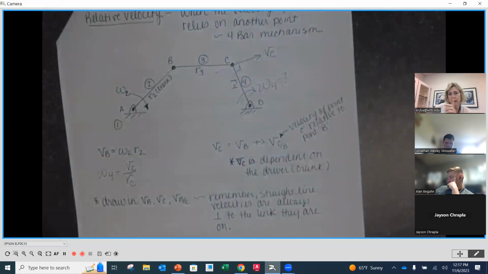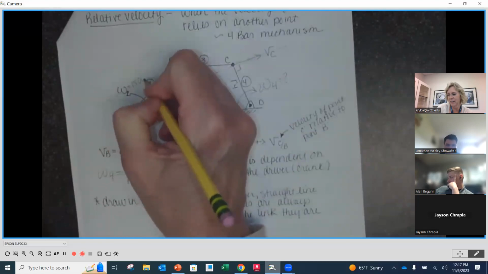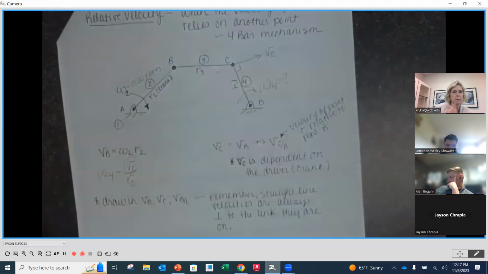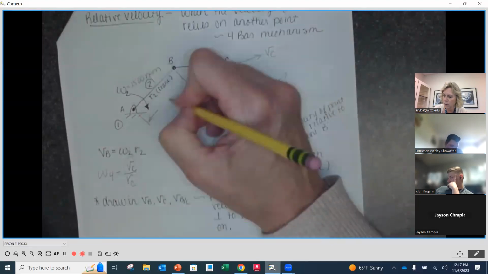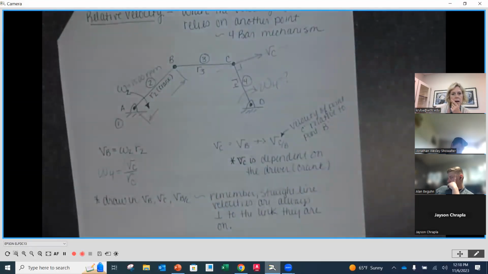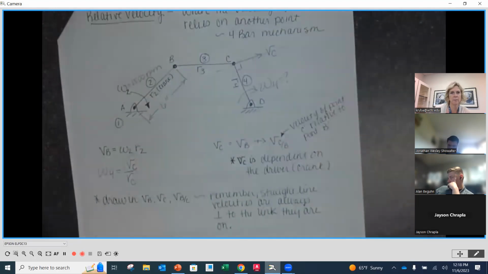With B, I'm actually going to give it a number. We're going to give it 1500 RPM is going to be W2. And we're going to say that the length, if you would, of crank 2 here, link number 2, how long do we want that to be? You tell me. We'll make up the problem as we go. Sure, 6 inches.